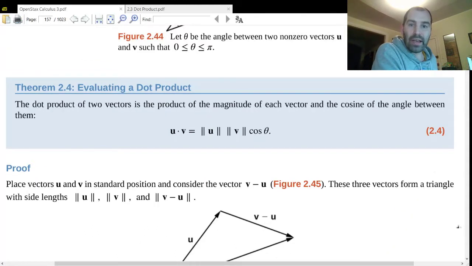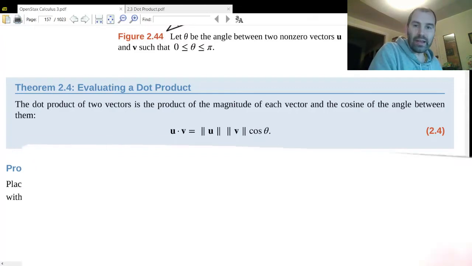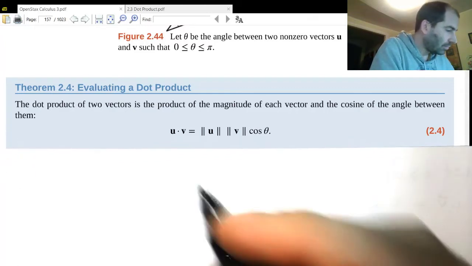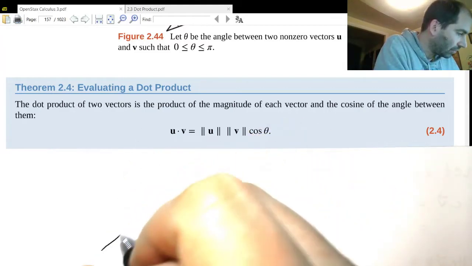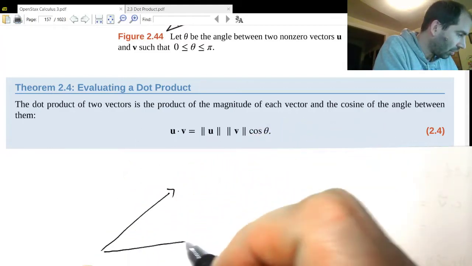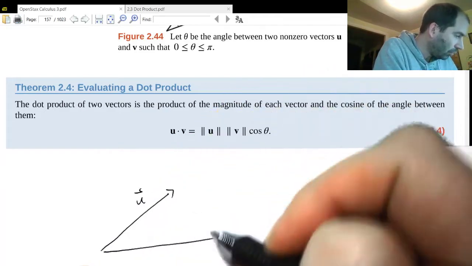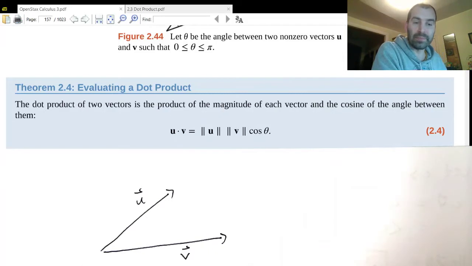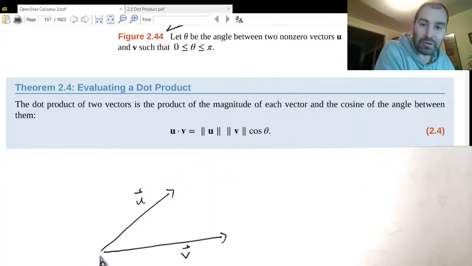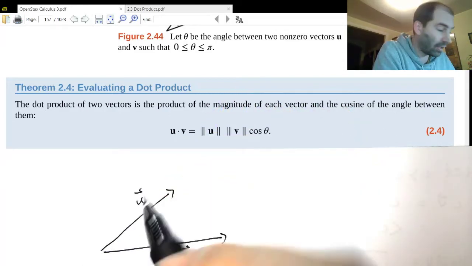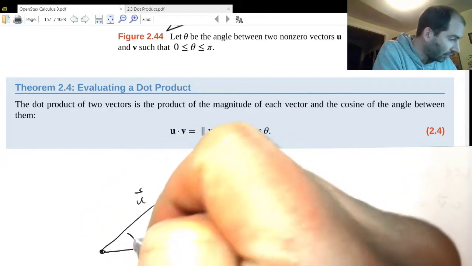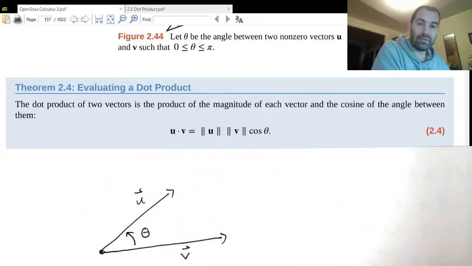Next up is a very, very important property of the dot product that relates the dot product to the angle between 2 vectors. So if we take 2 vectors, u and v, let me just draw a vector here, draw another vector here. All right, let's call this one u, let's call this one v. Well, if I put them so that their tails are emanating from the same point, we can see there's an angle here between these 2 vectors.